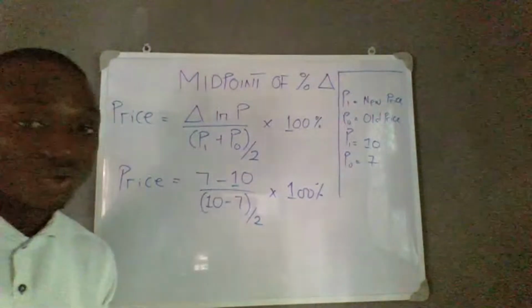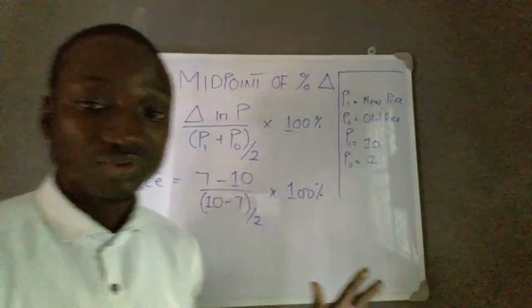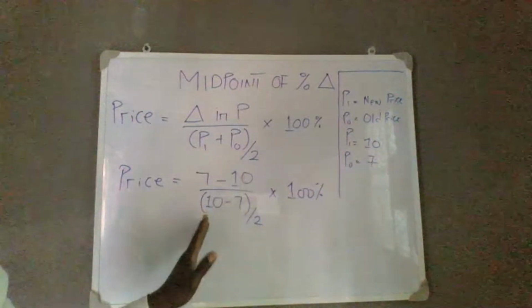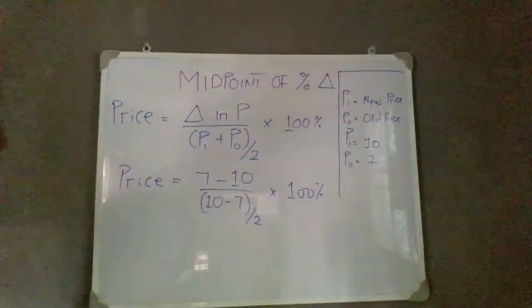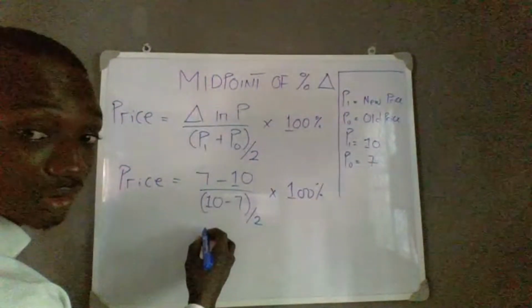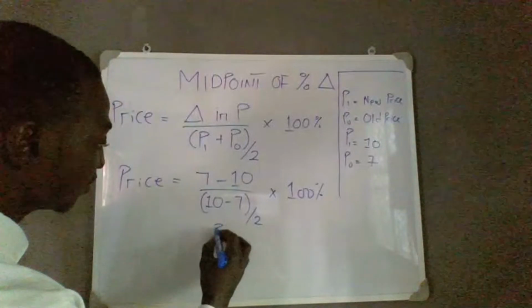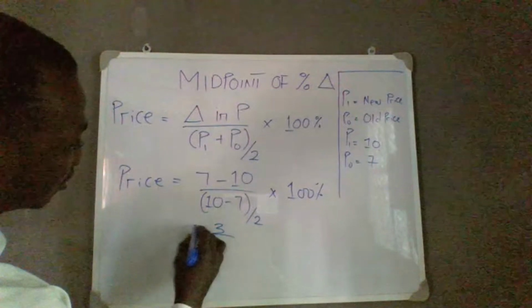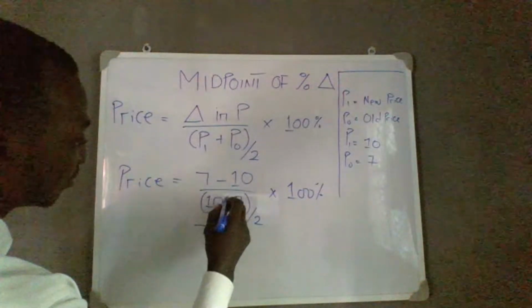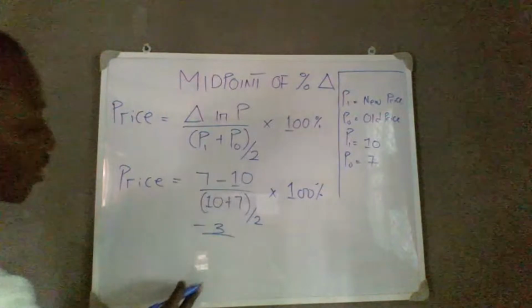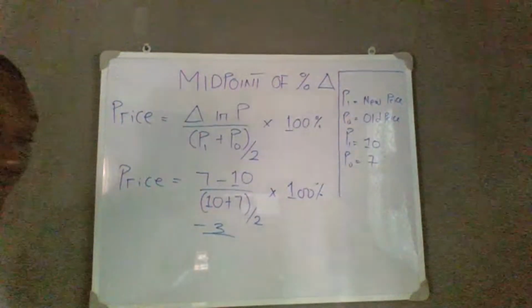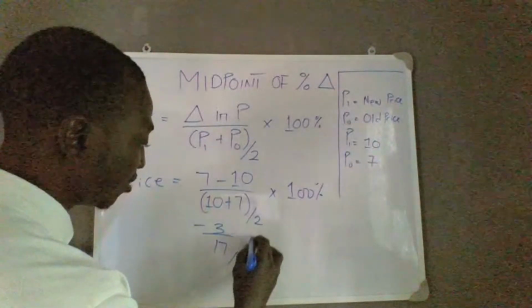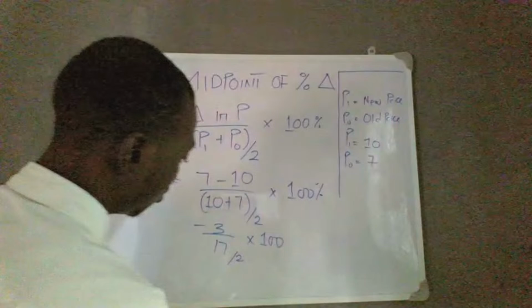There's always a proper question, but to cut the long story short, here's our P1, here's our P0. Then we fit this into it. So we have 7 minus 10, which gives us minus 3. Then we have this as 17 divided by 2, multiplied by 100.